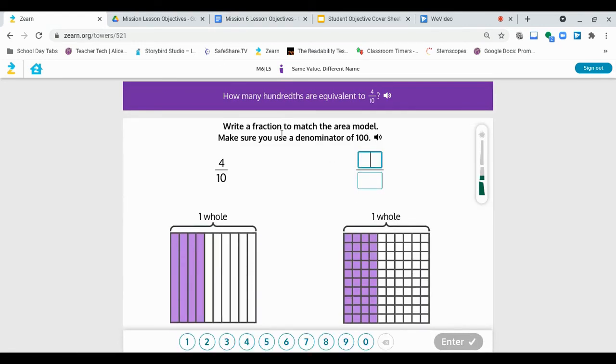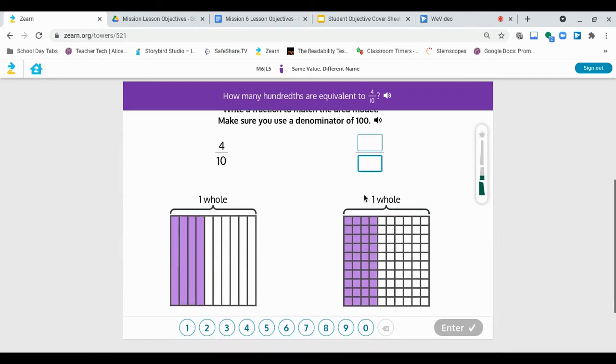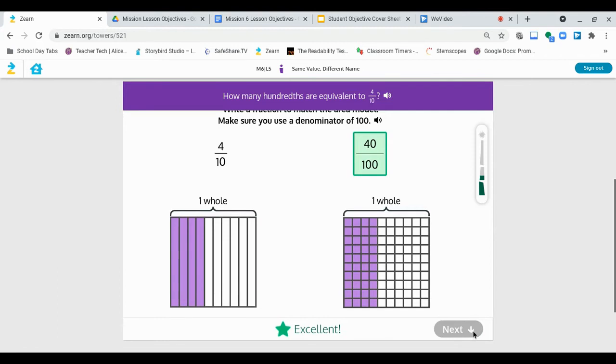Write a fraction to match the area model. Make sure to use the denominator of 100. So now we just want to say, okay, if we were in hundredths here, how many did we shade? Well, these are each rows of 10, so I'm going to go 10, 20, 30, 40. 40 hundredths, which is the same as 4/10. So 4/10 is equal to 40 hundredths, we're going to say.